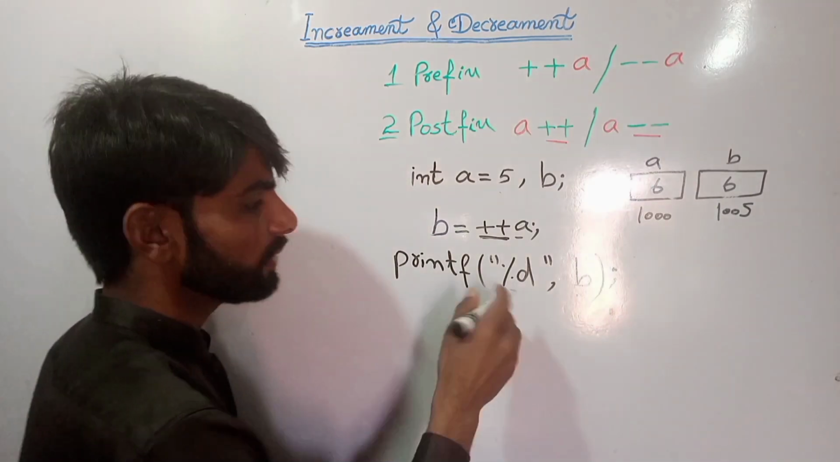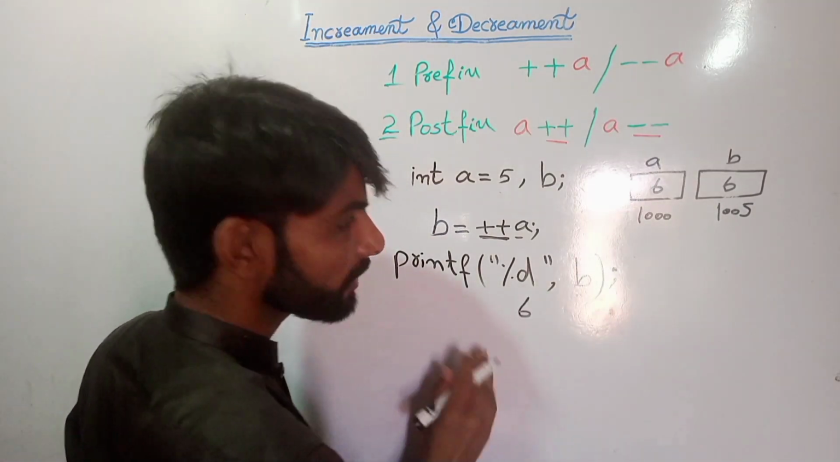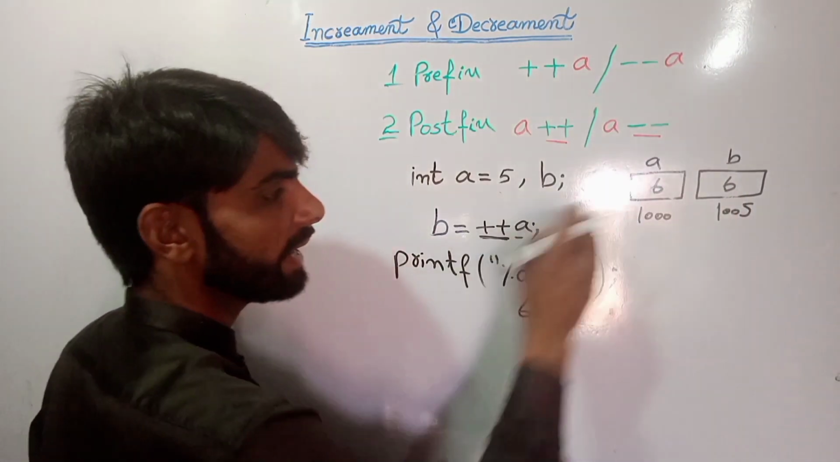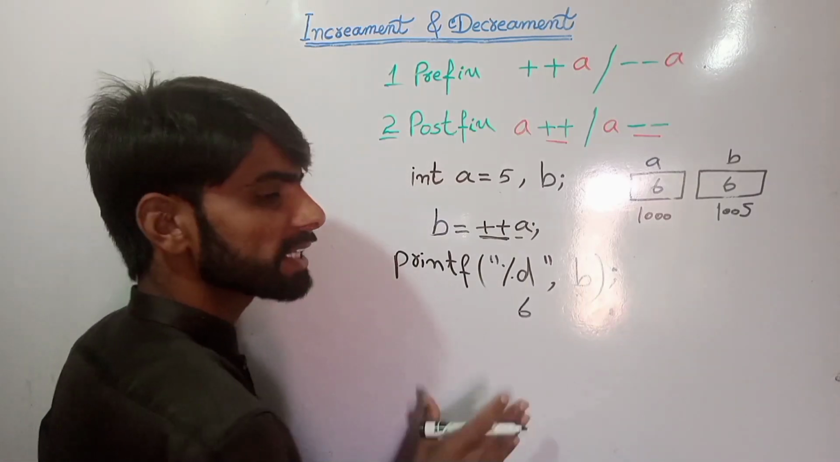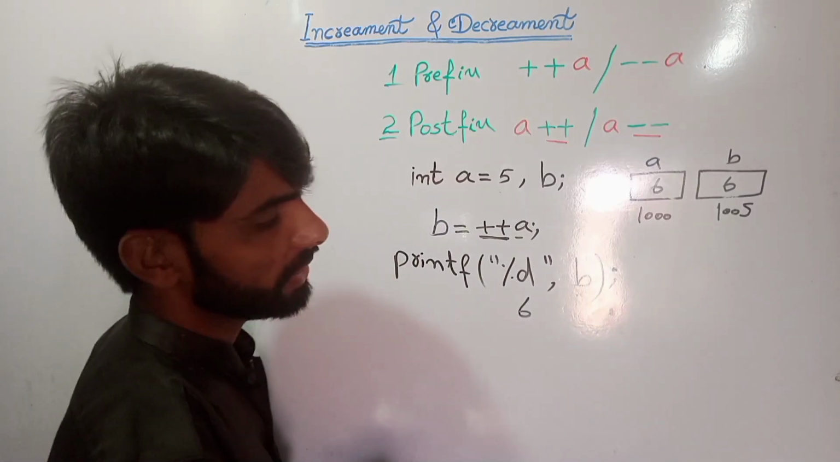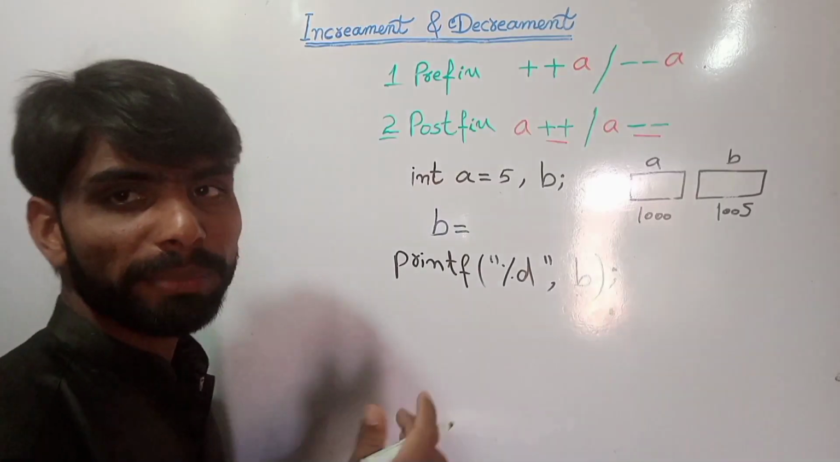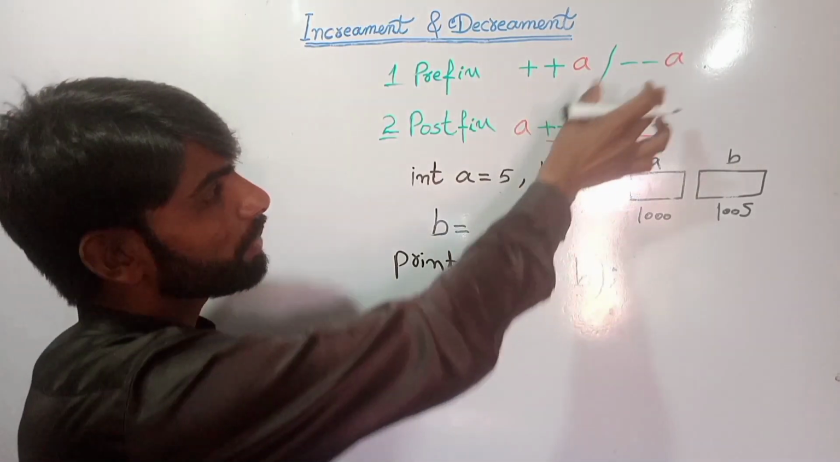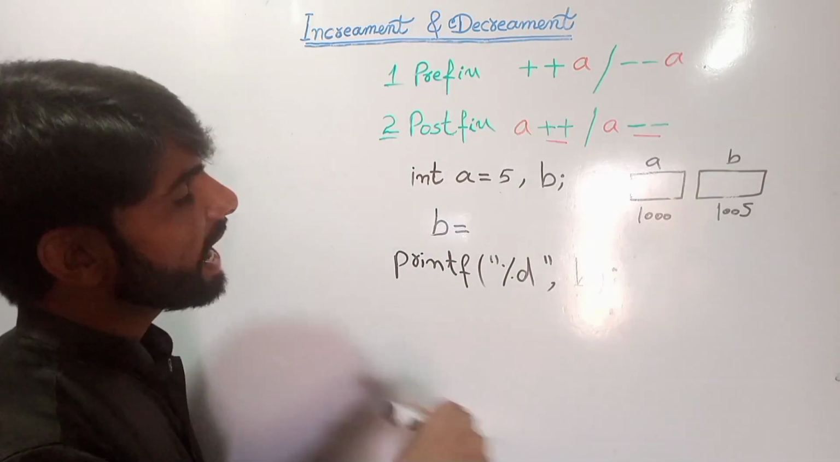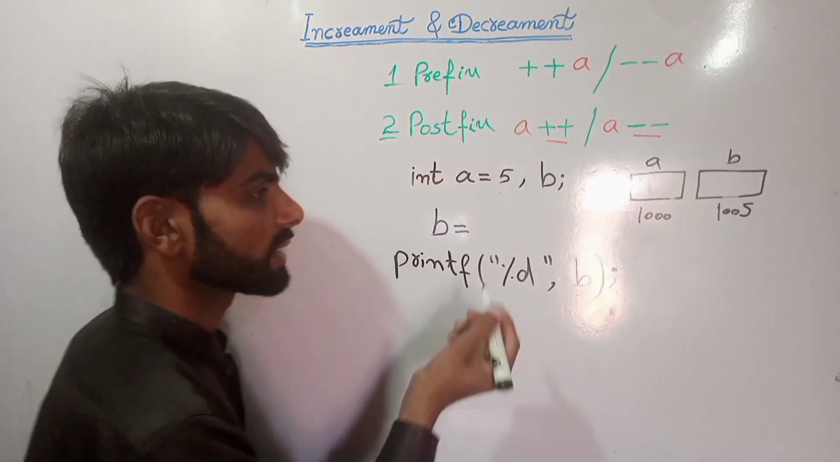So if we print the value on the screen, 6 will be printed, and b's value and a's value are also 6, and 6 will be printed on the screen, right? I hope you are getting it. So now we will apply the decrement operators, prefix and postfix, right?